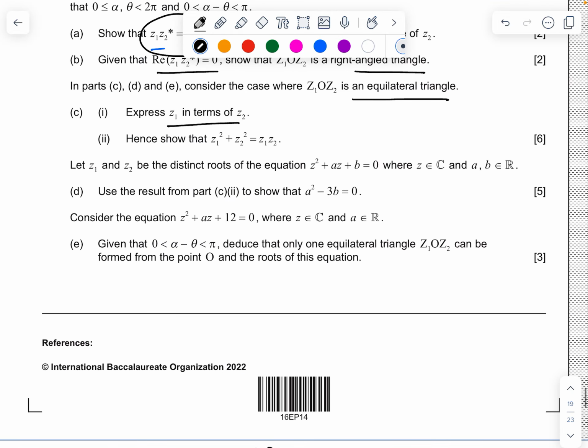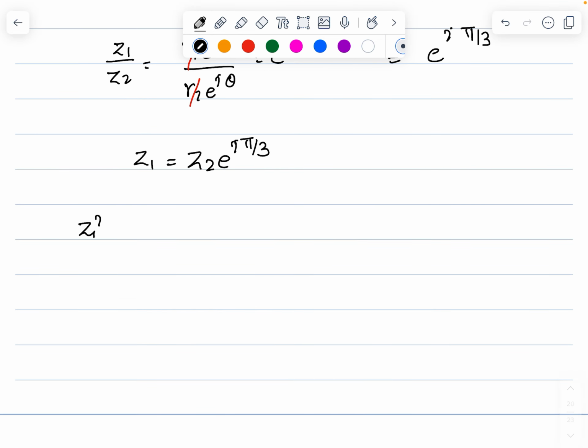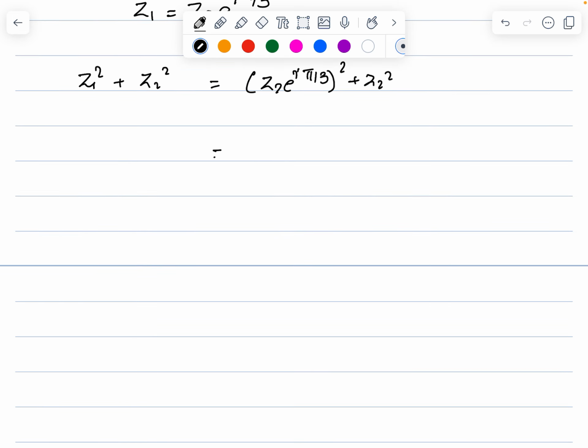Next, hence show that Z1 square plus Z2 square equals Z1 Z2. Z1 square plus Z2 square. What is Z1 square? Z1 is Z2 e to the power of I pi by 3, whole square, plus Z2 square. So it becomes Z2 square e to the power of I 2 pi by 3 plus Z2 square. Take Z2 square common, e to the power of I 2 pi by 3 plus 1.